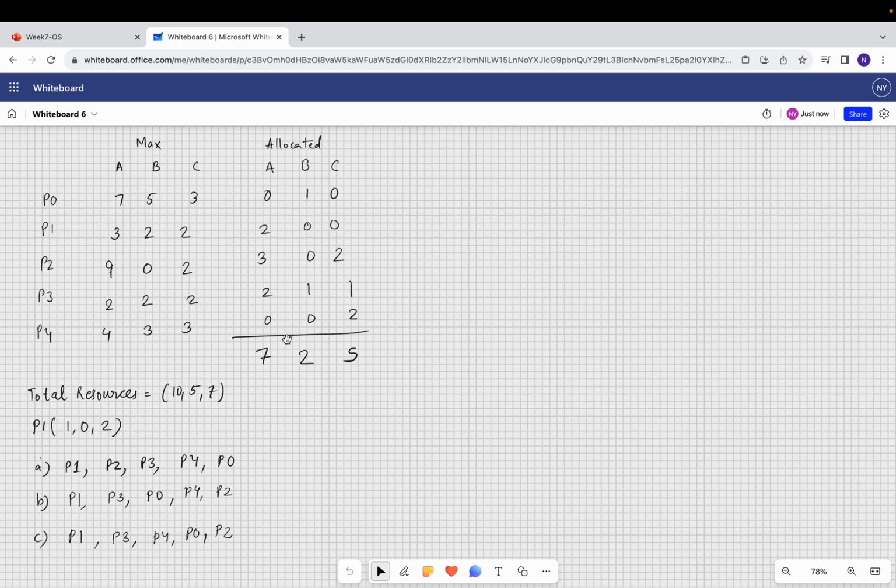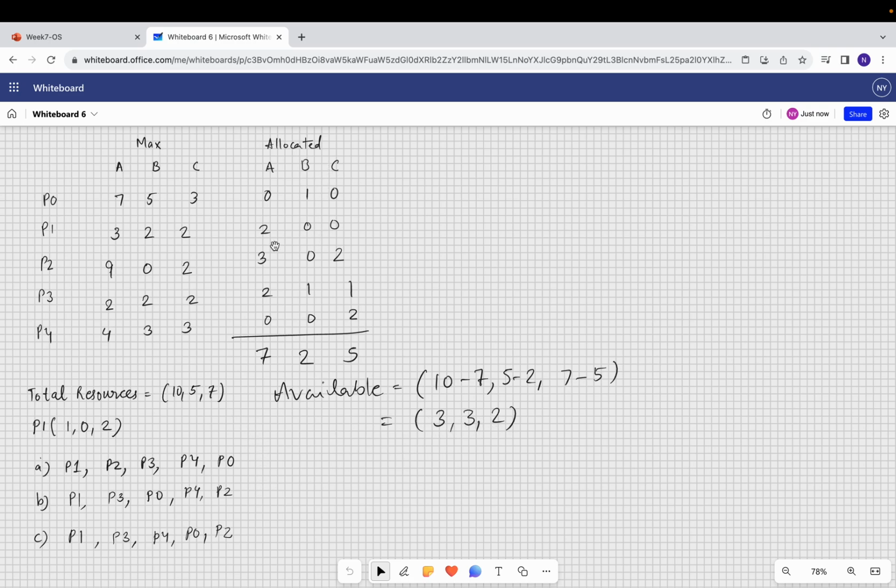Now how many are available? So available resources are 10 minus 7, 5 minus 2, and 7 minus 5, which is 3, 3, 2. That is 3 units of resource A, 3 units of resource B, and 2 units of resource C are available. That is the available resources that we have.